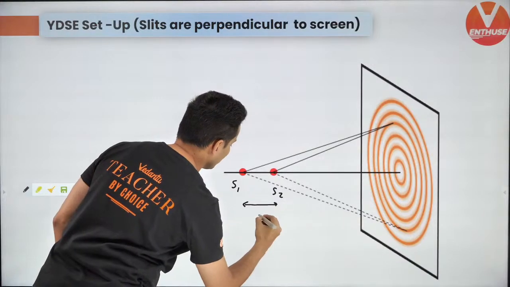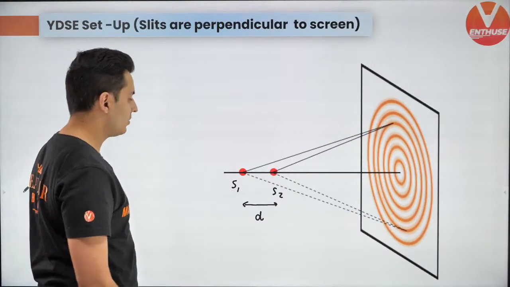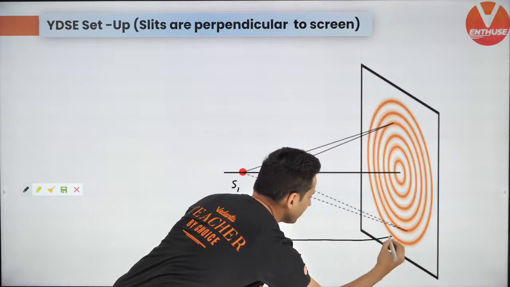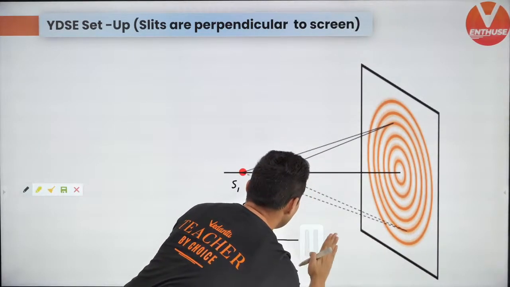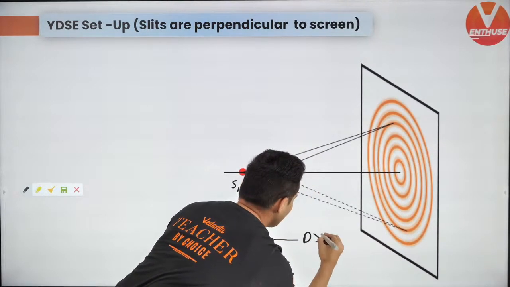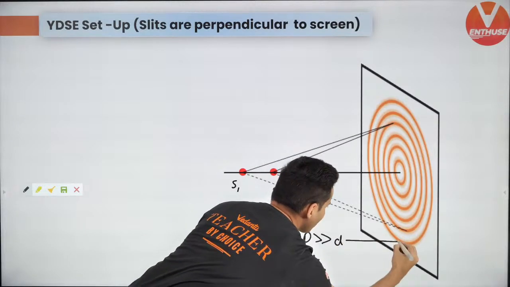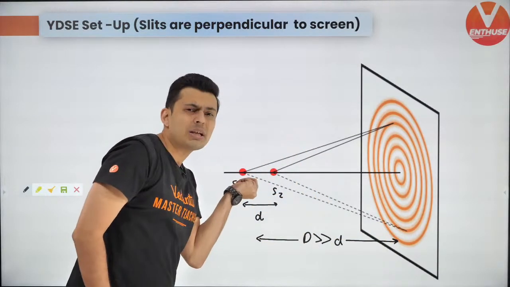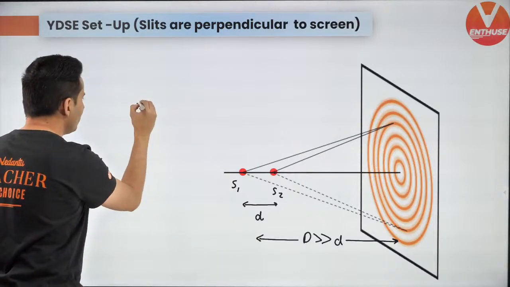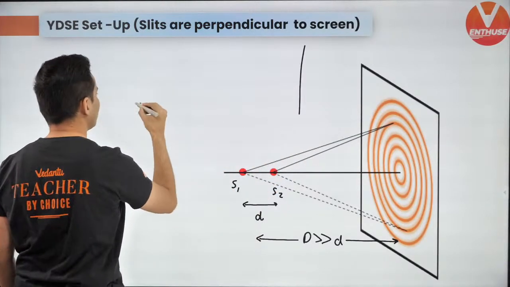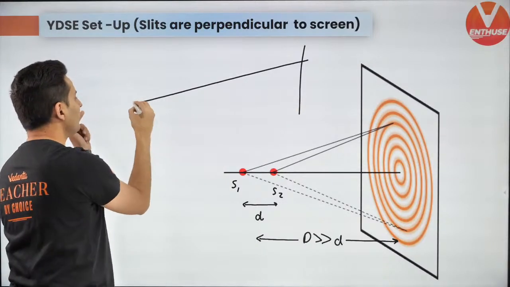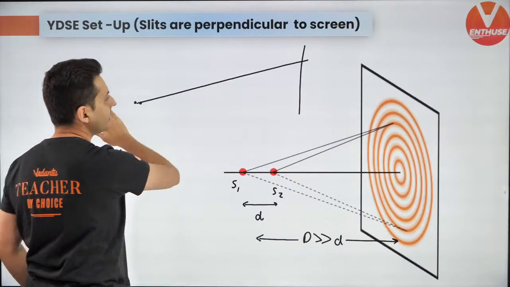And let's say I label this as S1, I label this as S2, and this is the distance between the sources, slits I would say, d, and this is our usual capital D, which is much, much larger than small d. Huge distance, this is like 3-4 meters, and this is like 2-3 millimeters. It's like 2 sources here and that screen here. It's hardly going to matter. This is such a big distance, and the distance between the 2 sources is hardly anything.